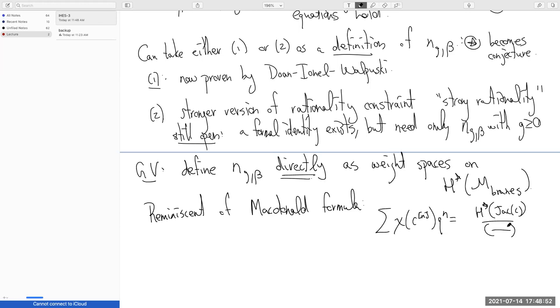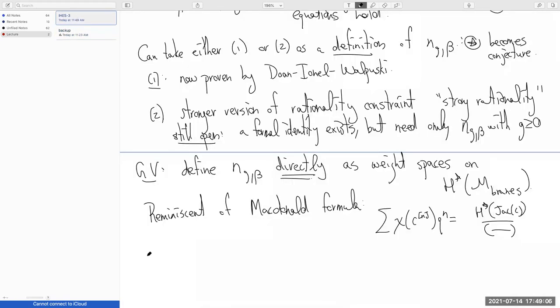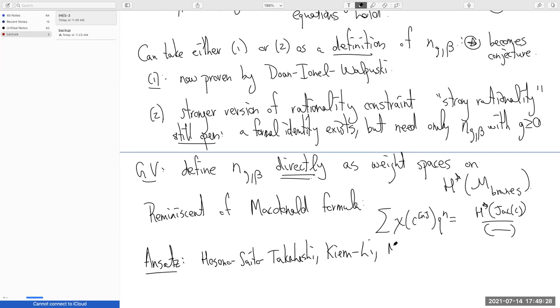And so over the years, there have been a number of efforts to try to make this idea precise, to come up with some kind of direct definition that you could then compare with these other enumerative theories. This is a story that goes back. I'm going to explain today the latest iteration of this proposal, but it goes back to work of Asano, Saito, Takahashi, and then there was some work of Cam and Lee. And then this latest version is a proposal of myself and Yukinobu.